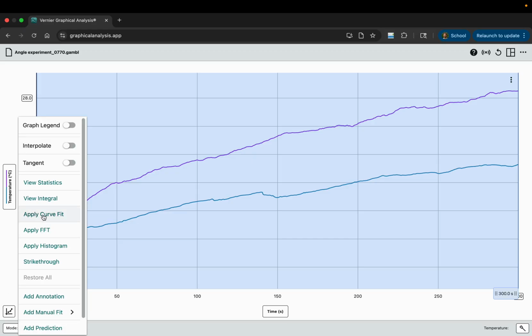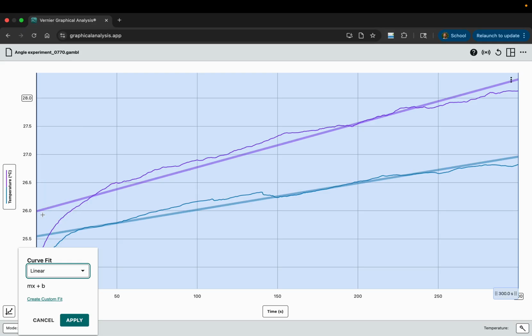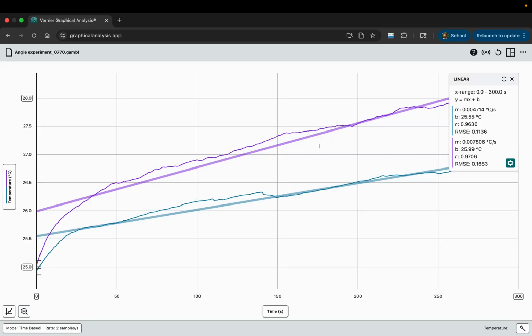Click Apply Curve Fit. You can see a couple of lines pop up. For science class, we typically just deal with linear fits. And so I'm going to click Apply here. And I have a little data window that pops up that gives me an M, a B, an R, and an RMSE for the blue line and the red line. You probably know from math class what M and B stand for. M is the slope of this line.